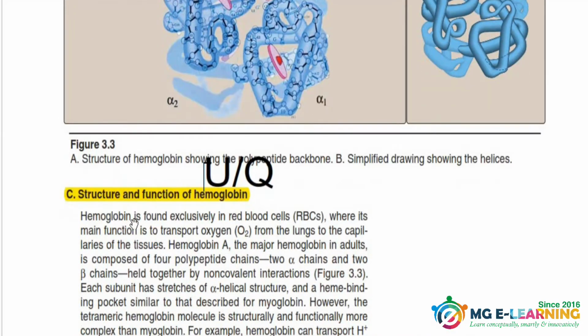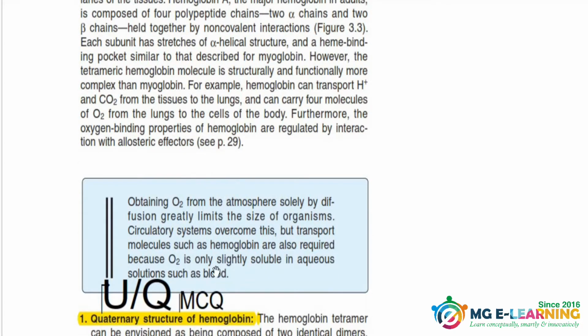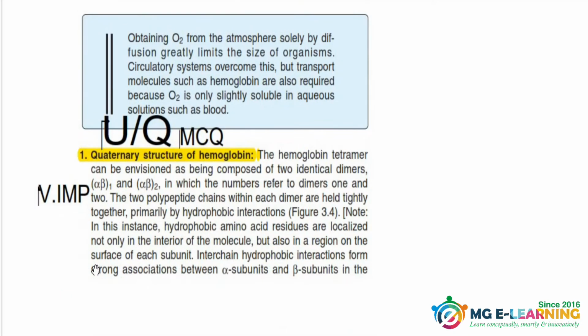On this page, structure and function of hemoglobin. Structure of hemoglobin is very important. This comes in SCQs. Draw the structure of hemoglobin. So you should know it. Read this box. Give this box a read. And after that, the quaternary structure of hemoglobin is very important for MCQ and SCQ. The question comes: explain the quaternary structure of proteins with reference to hemoglobin. This is a very famous UQ.